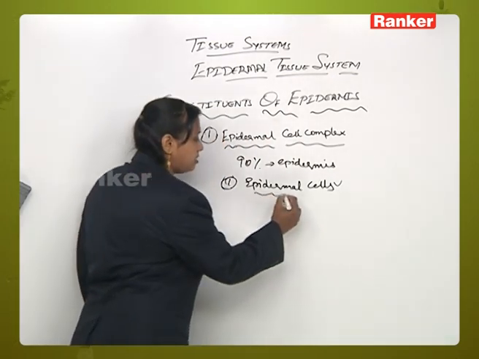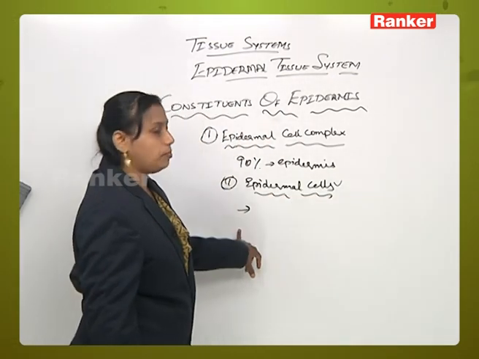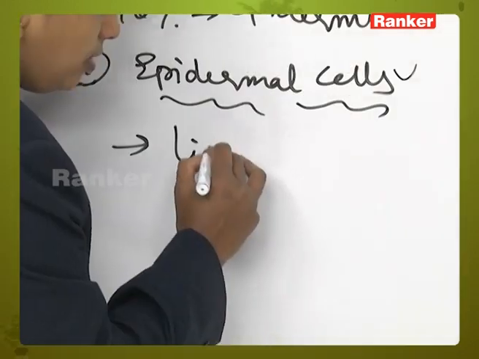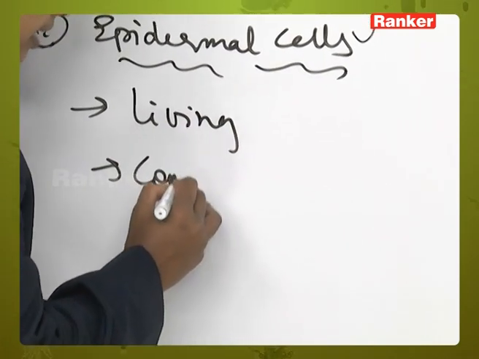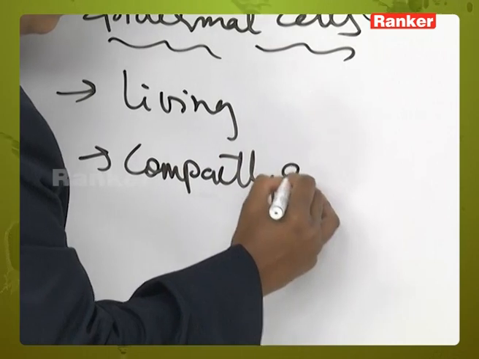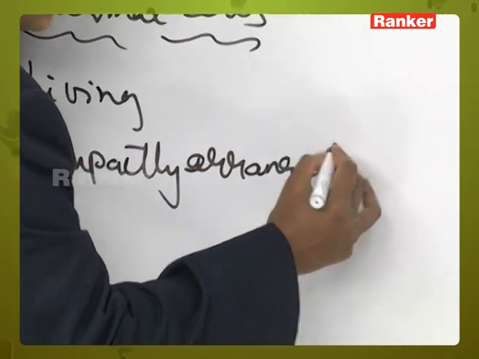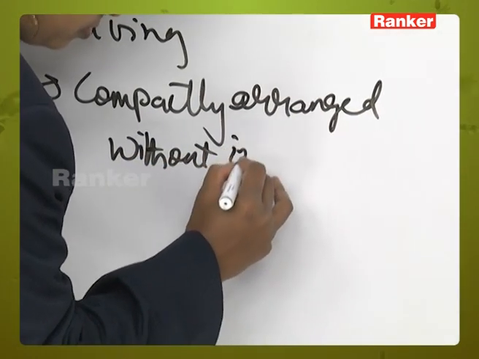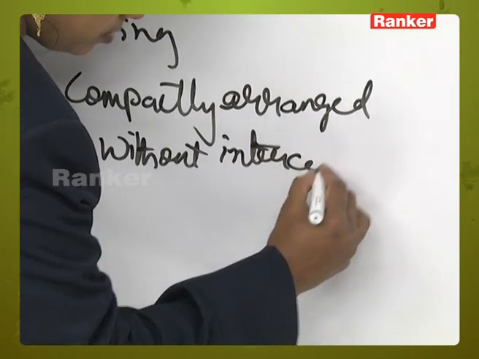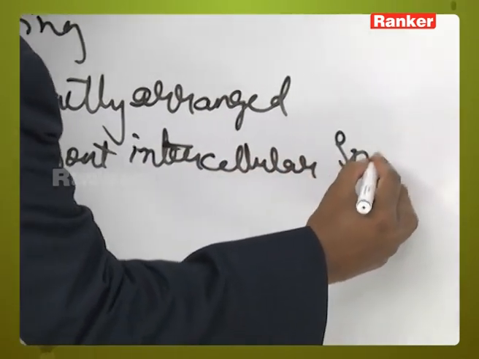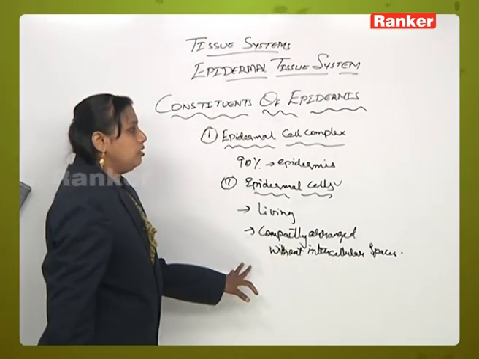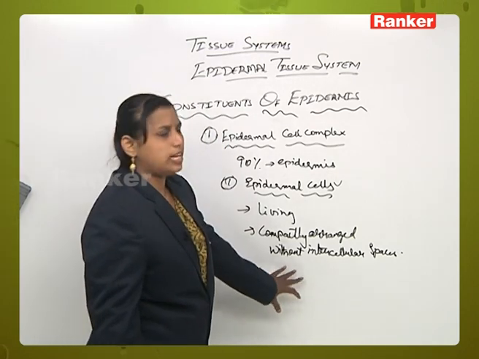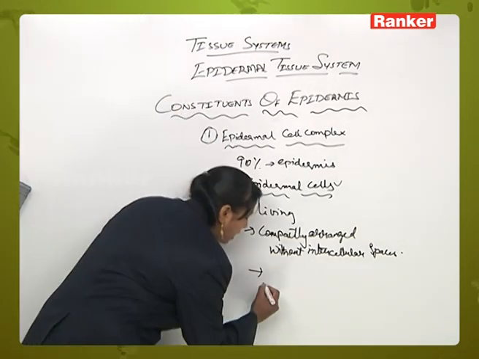Most of the plant body, or most of the epidermis, is covered or made up of a type of cells. Those are called epidermal cells. These are living. These are compactly arranged without intercellular spaces. Now, the central part of these cells has a nucleus surrounded by the cytoplasm. Chlorophyll or chloroplasts are absent.